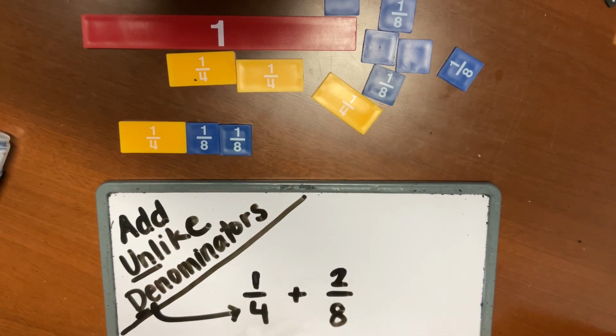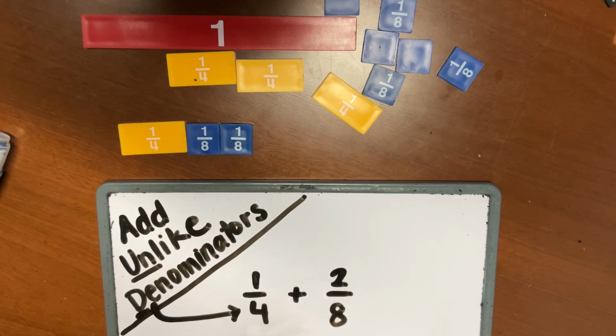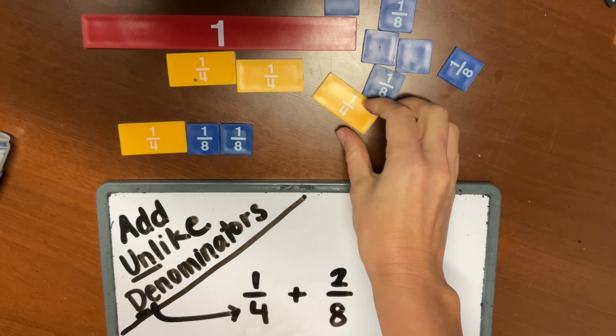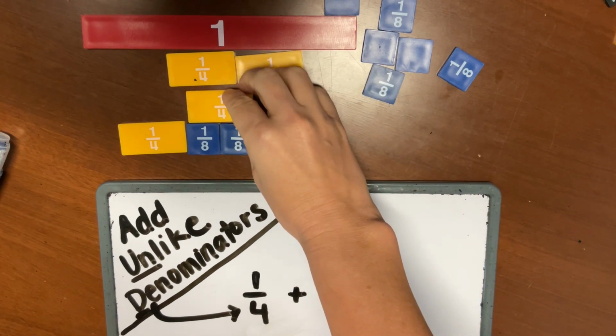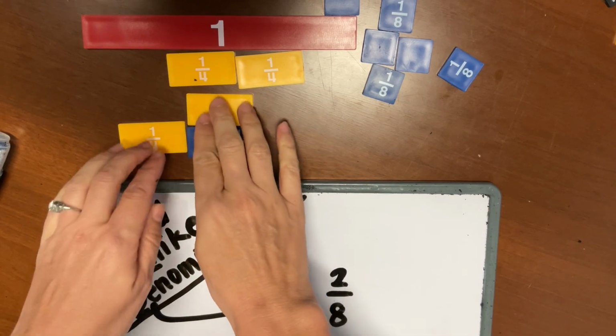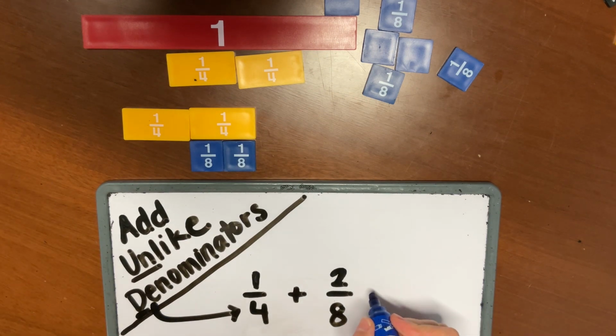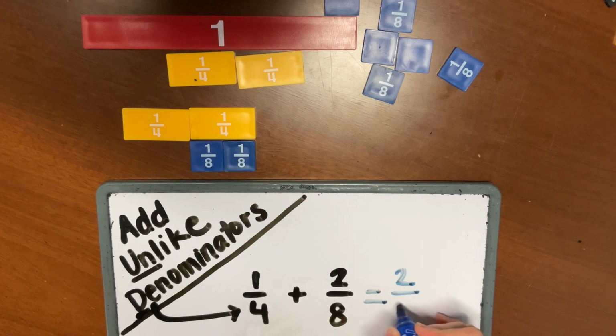Maybe you've already discovered that I want to trade these out to make the denominators alike. So what could I trade out? Pause the video and discuss if you haven't already. Okay, I noticed that 2/8 is the same as 1/4, so I could trade it out for 2/4. I could say that 1/4 and 2/8 equals 2/4.